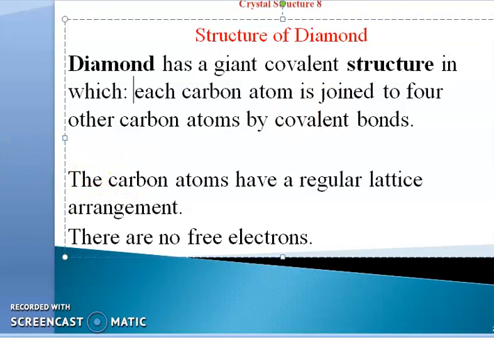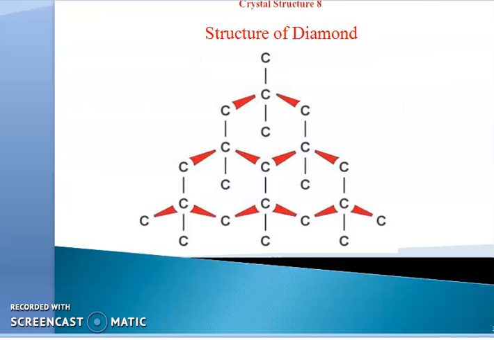See, I will show you a figure so that you will come to know the exact nature. See here, 1, 2, 1, 2, 3, 1, 2, 3, 4. So the 4 carbon atoms are there. I mean, each carbon is joined with the 4 carbon atoms by what bond? Covalent bond. These red colors are shown for covalent bonds, which are very strong, you know.